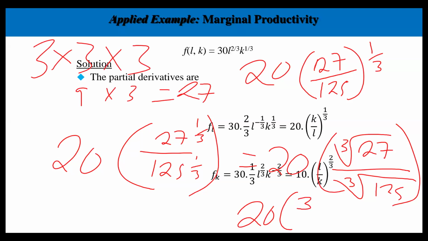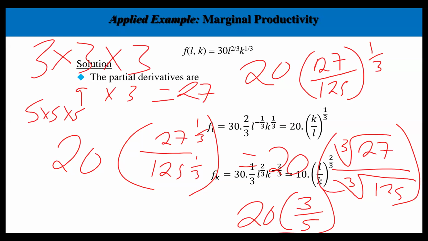So on top we have 3, and down we have 5. When 5 is multiplied 3 times, we have 125, because 5 times 5 is 25, and 25 times 5 is 125. So this is how you deal with this.